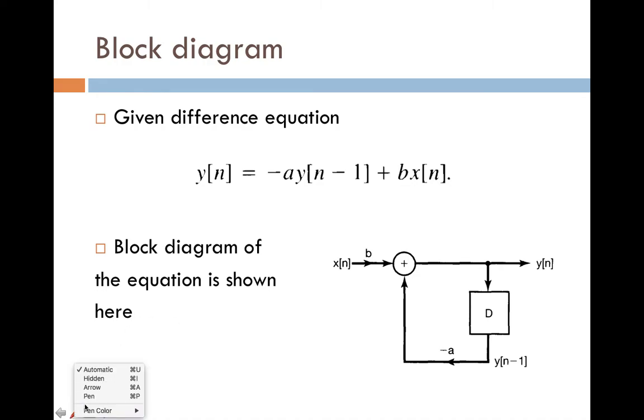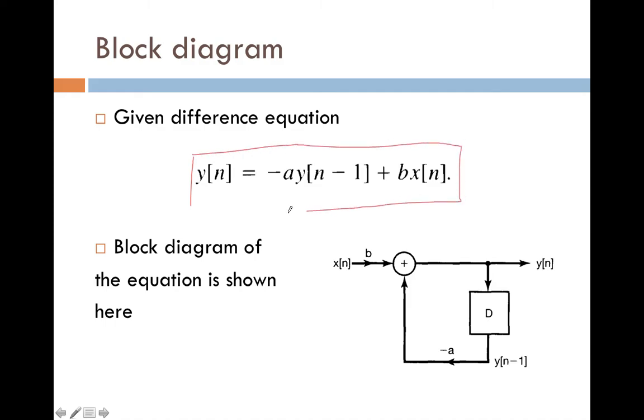Now you take this equation, which we have seen in the previous slide. y of n is equal to minus a into y of n minus 1 plus b into x of n. So by seeing this, we have an input x of n, output y of n, the delayed version of y of n multiplied by the coefficient minus a, and a coefficient b with the input signal.